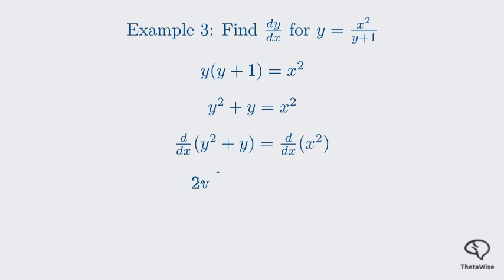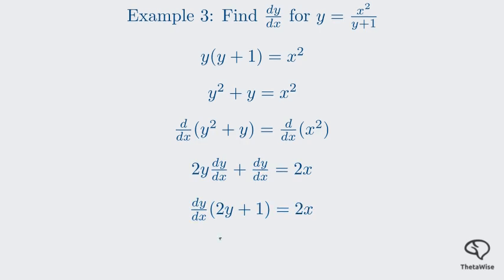The derivative of y² is 2y dy/dx. The derivative of y is dy/dx. And the derivative of x² is 2x. Next, we factor out dy/dx from the left side. This gives us dy/dx times the quantity (2y + 1). Finally, we solve for dy/dx by dividing both sides by 2y + 1. The result is dy/dx = 2x / (2y + 1).